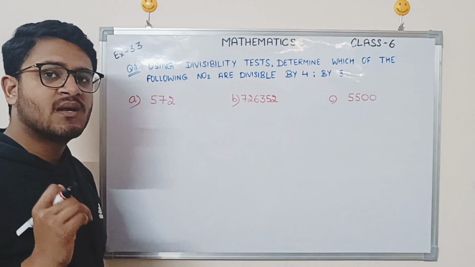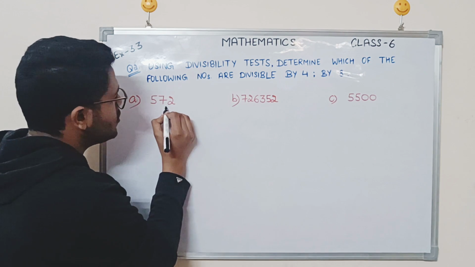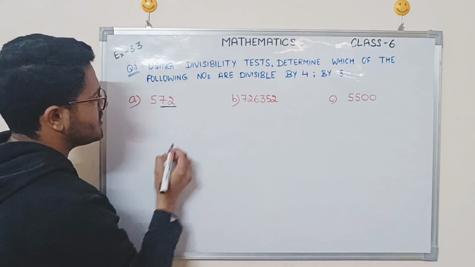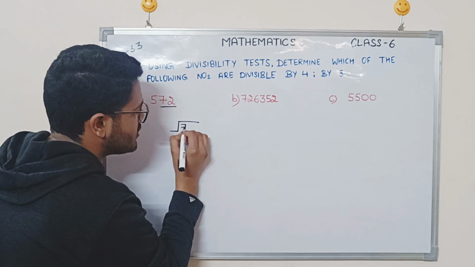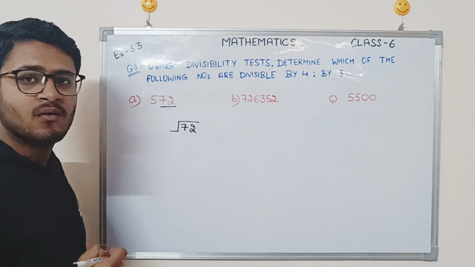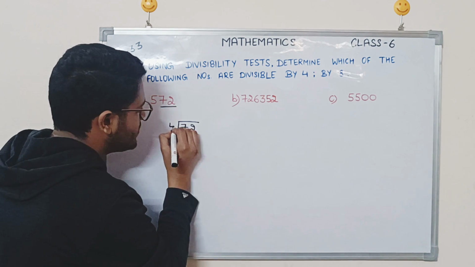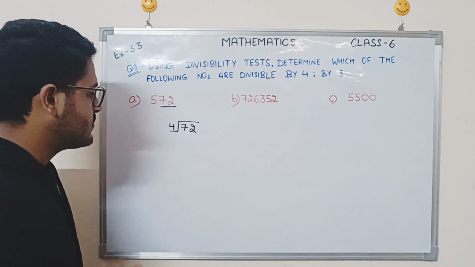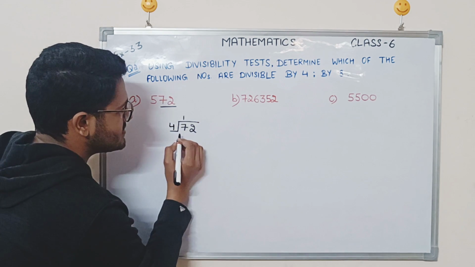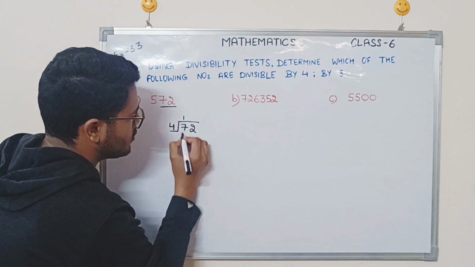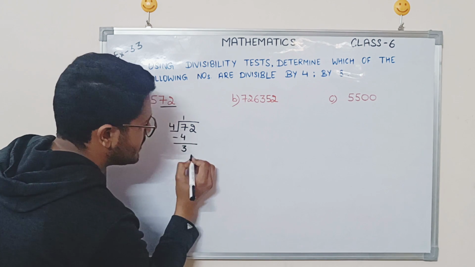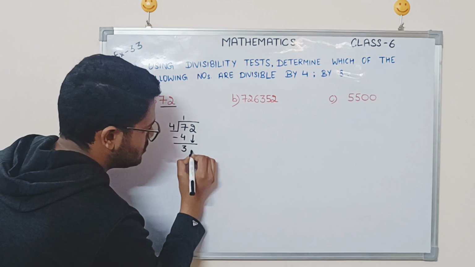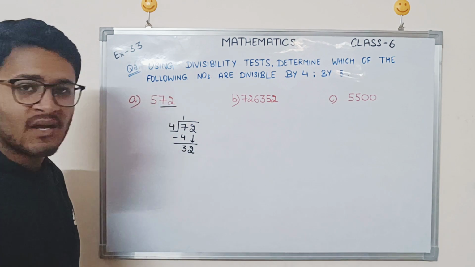So in order to check the divisibility for 4, what we will do? We will take the last two digits. So the last two digits form 72, right? Now we will divide 72 by 4. We have already discussed this, right? Divisibility test. So 4 ones are 4. Remainder will be 3. And now the number is 32.